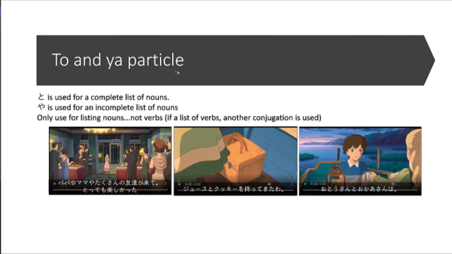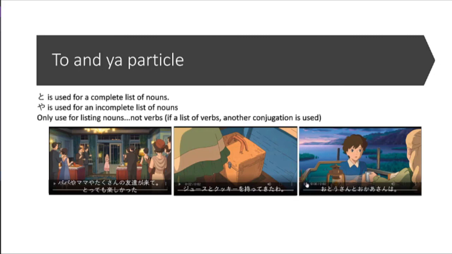Yeah. So quickly, the to and ya particle. To is used for a complete list of nouns, ya is used for an incomplete list of nouns. So here, we've got to. Juice to cookie wo mottekita wa. So we're saying, I bought some juice, I bought some cookies. So if she said, I bought juice, cookies, and some more stuff, she would use juice ya cookie ya, or juice ya cookie wo mottekimashita. So like, I bought some cookies, some juice, I bought some other sweets or apples and stuff. But saying to is saying she bought just some juice and cookies.